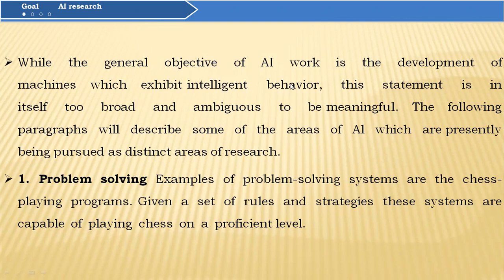What's the aim of this implementation of artificial intelligence? How the manual power will be decreased to some extent by the implementation of artificial intelligence, we'll have a detailed look. For the first one, it is problem solving. Examples of problem solving systems are chess playing programs, which play with respect to a system which is already programmed on an online basis, so it is IoT basis. You will be player one and the system will be player two, and you will be playing. It will be given a set of rules and strategies, so these systems are capable of playing chess on a proficient level. So at a maximum level, it will be programmed. This is one of the best examples for solving the problem.